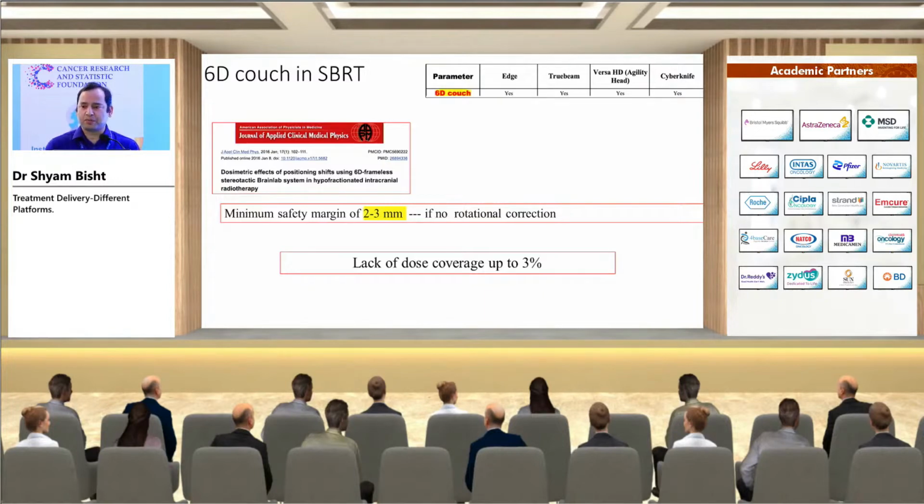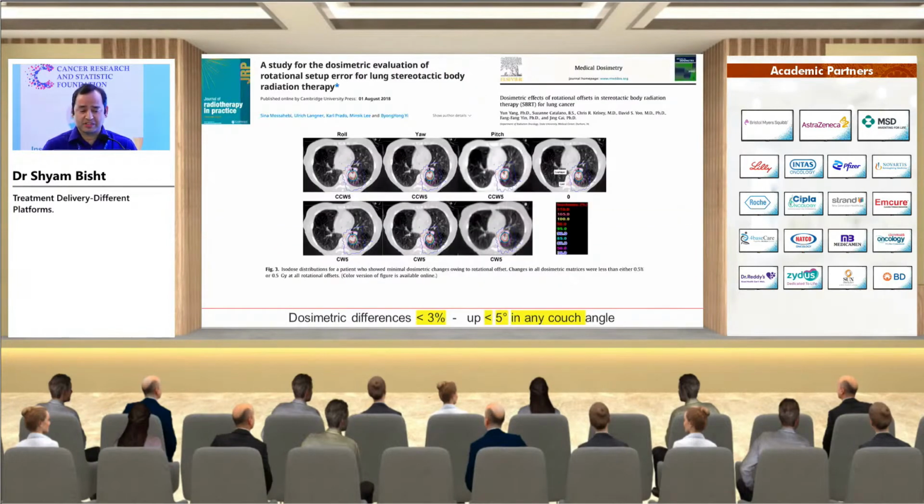And what about the couch rotational errors? All these, Edge, TrueBeam, Versa SD, CyberKnife, are using 6D correction, while tomotherapy and the Radixact are using a 4D correction. Does it have an impact on lung SBRT? Yes, in case of brain SRS, because a minimum safety margin of 2 to 3 millimeters should be taken if no rotational error is being corrected, and there would be a lack of coverage to the tune of 3%. But does it have an impact on lung SBRT? Let's see. These papers evaluate different degrees of rotational errors versus the dosimetric effect. They found that up to 5 degrees of uncorrected rotational errors can cause less than 3% dosimetric difference. So practically, for peripheral lung tumors, not much important, but in case of central lung tumors, yes, if we have 6D correction, that would be preferred.